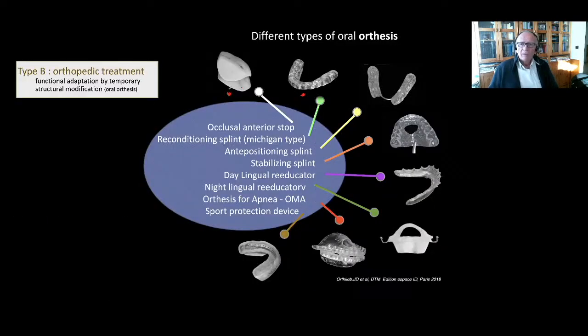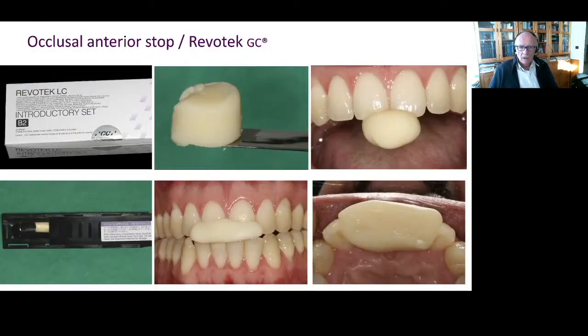Occlusal anterior splint is an emergency splint. You can do it with, for me, the best way is to use light cure resin.